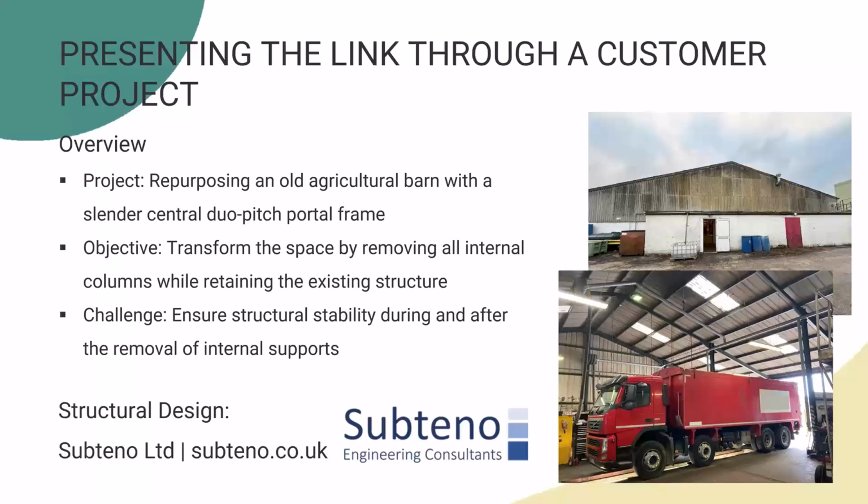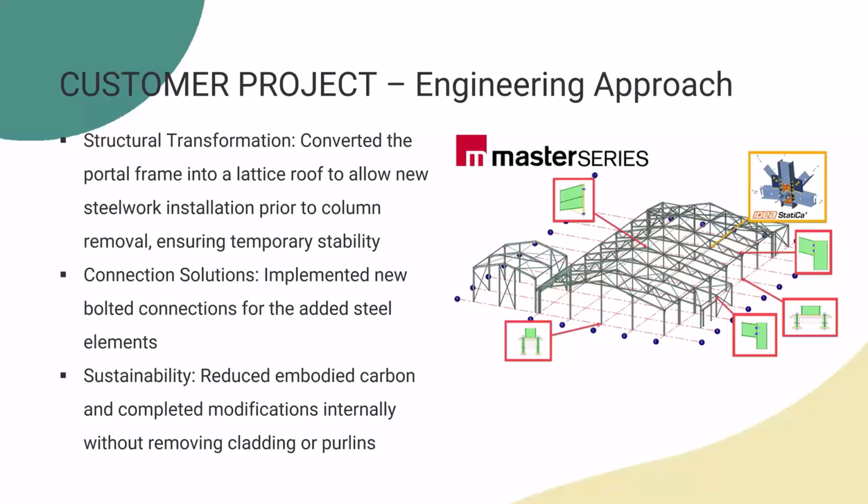One of the key challenges was the removal of all internal columns and ensuring the stability of the structure during and after the removal of internal supports. The solution was to convert the existing portal frame into a lattice roof. This allowed the new steel to be installed before column removal, providing temporary stability. They designed bolted connections to accommodate the added steel elements. Moreover, the transformation helped to reduce the embodied carbon of the project, as the designers repurposed the existing structure and completed the modifications without removing the cladding and purlins.